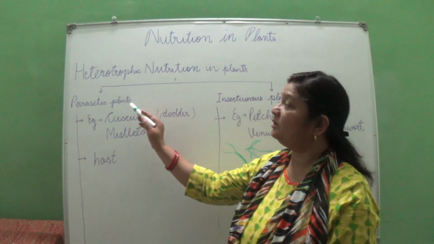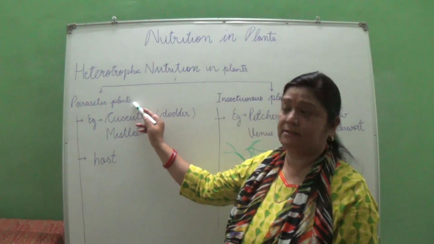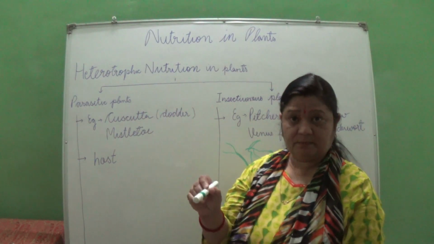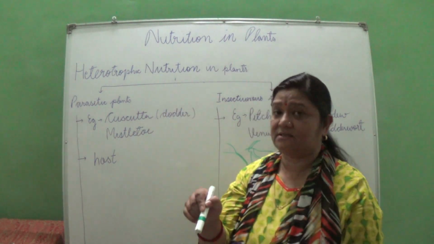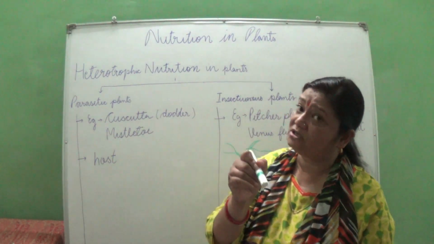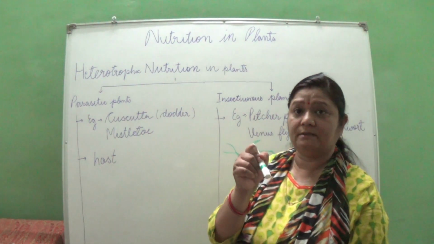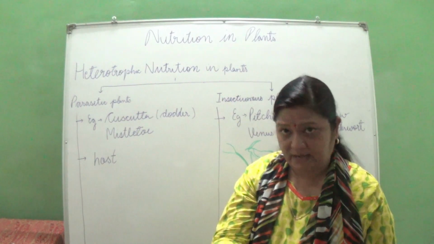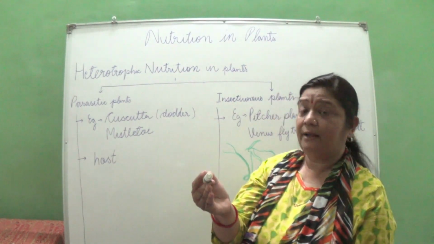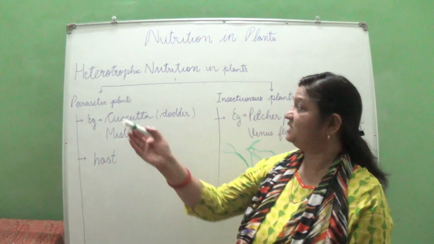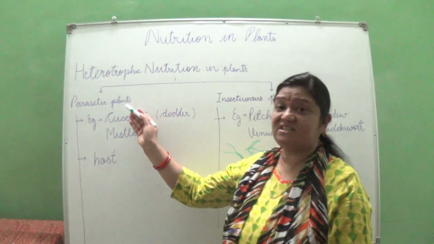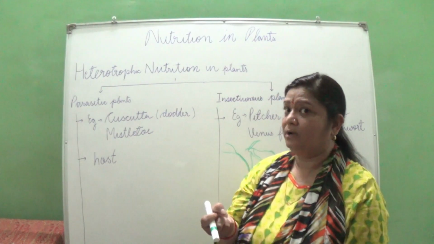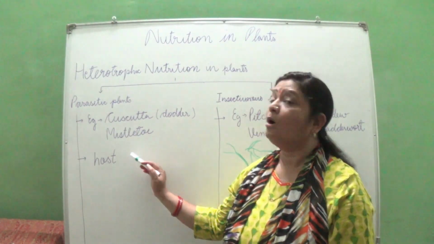When we are talking about parasitic plants, a parasite, it means what? It is living on another organism, and it is taking its nutrition from that organism by harming it, because it is not giving anything to that organism. That type of plants are known as parasitic plants, and the organism on which they are depending, or from which they are taking the food, is known as the host.